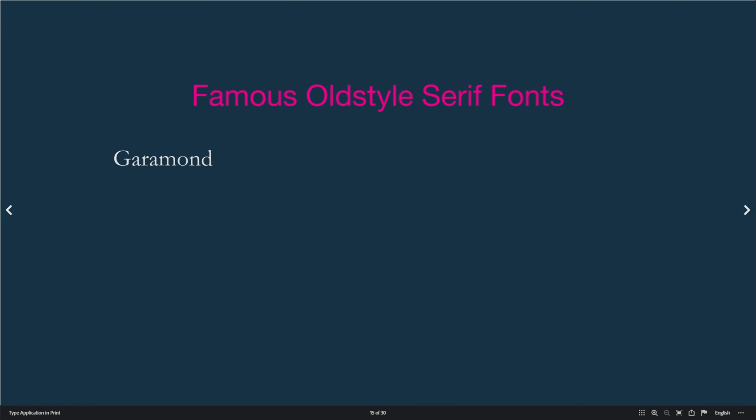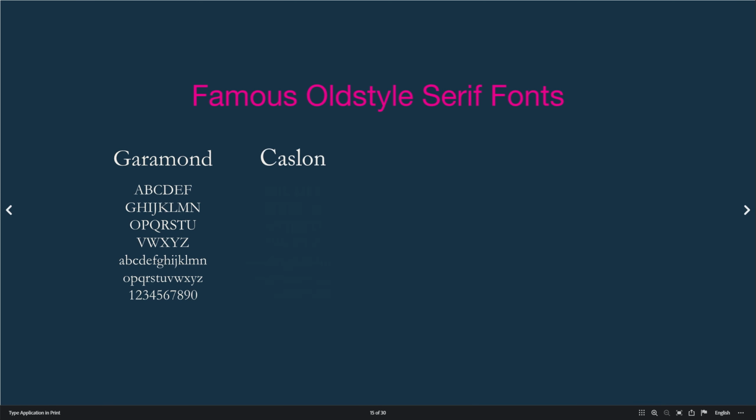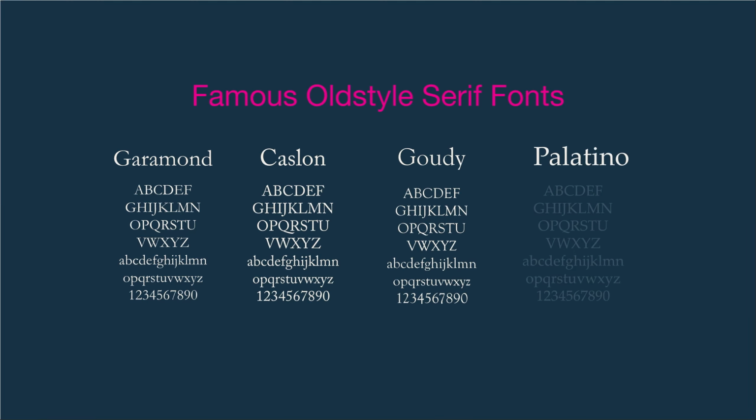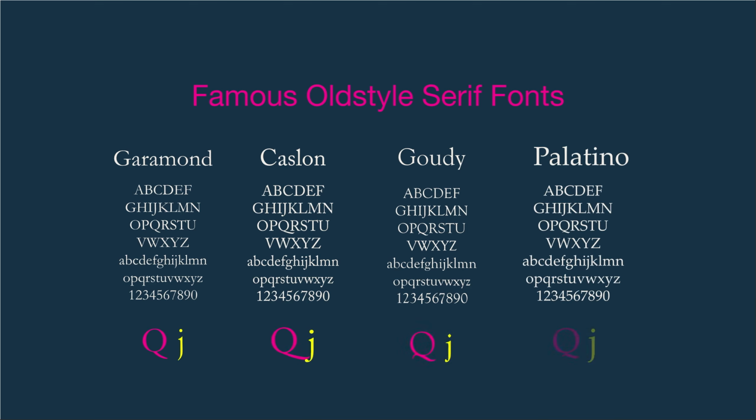Famous Oldstyle fonts. Some of the most famous and widely used Oldstyle typefaces include Garamond, Caslon, Goudy, and Palatino. These fonts share key structural traits: angled stress in the curves, bracketed serifs, moderate stroke contrast, and a relatively diagonal axis. Together, these features create a harmonious, organic texture that feels warm, traditional, and highly readable, perfect for long-form text.